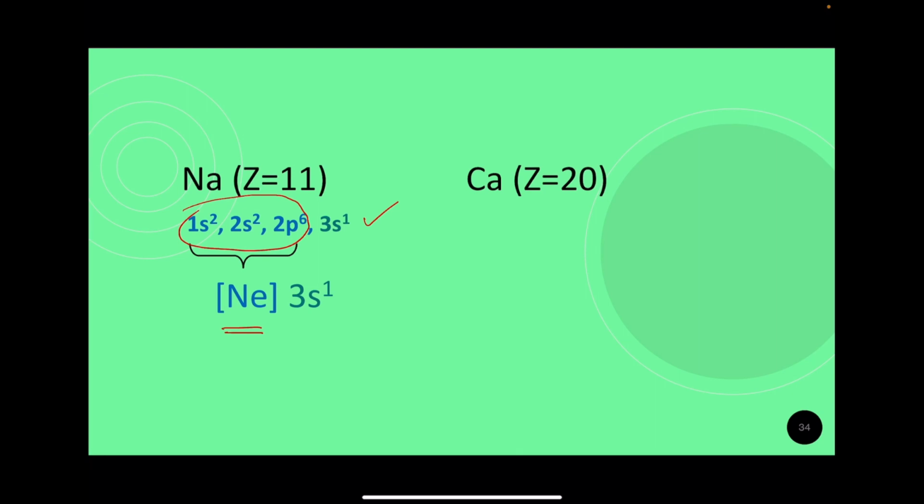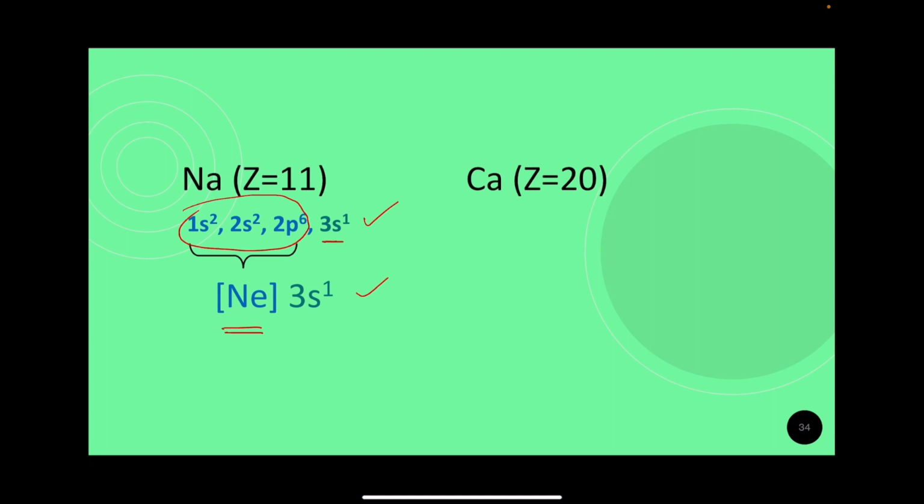Since this electron configuration contains the neon electron configuration, that's why we can rewrite it like this: neon 3s1. So this part still remains 3s1, and we need to write it down as usual.